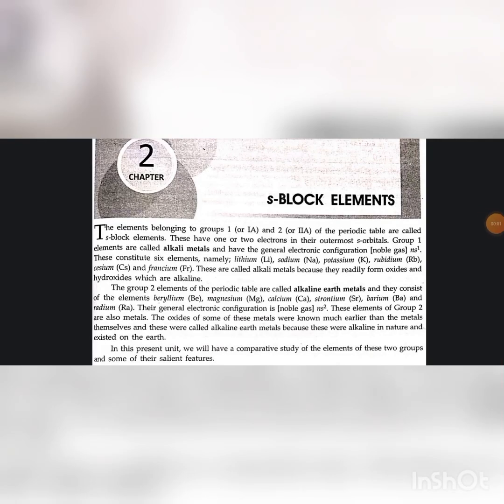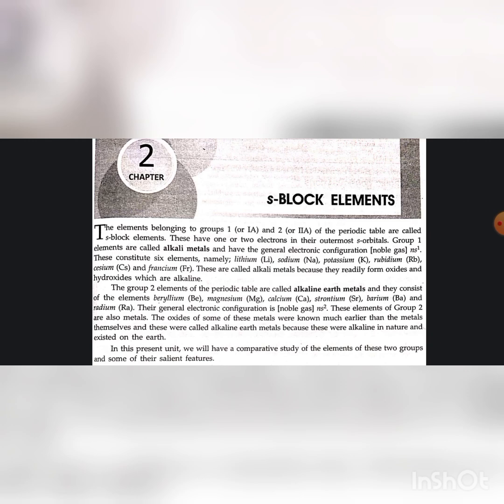Our chapter, s-block elements, from physical chemistry. The elements belonging to group 1 or 2 of the periodic table are called s-block elements. These have 1 or 2 electrons in their outermost s orbitals. Group 1 elements are called alkali metals and have the general electronic configuration ns1. These constitute 6 elements, namely lithium, sodium, potassium, rubidium, cesium, and francium.